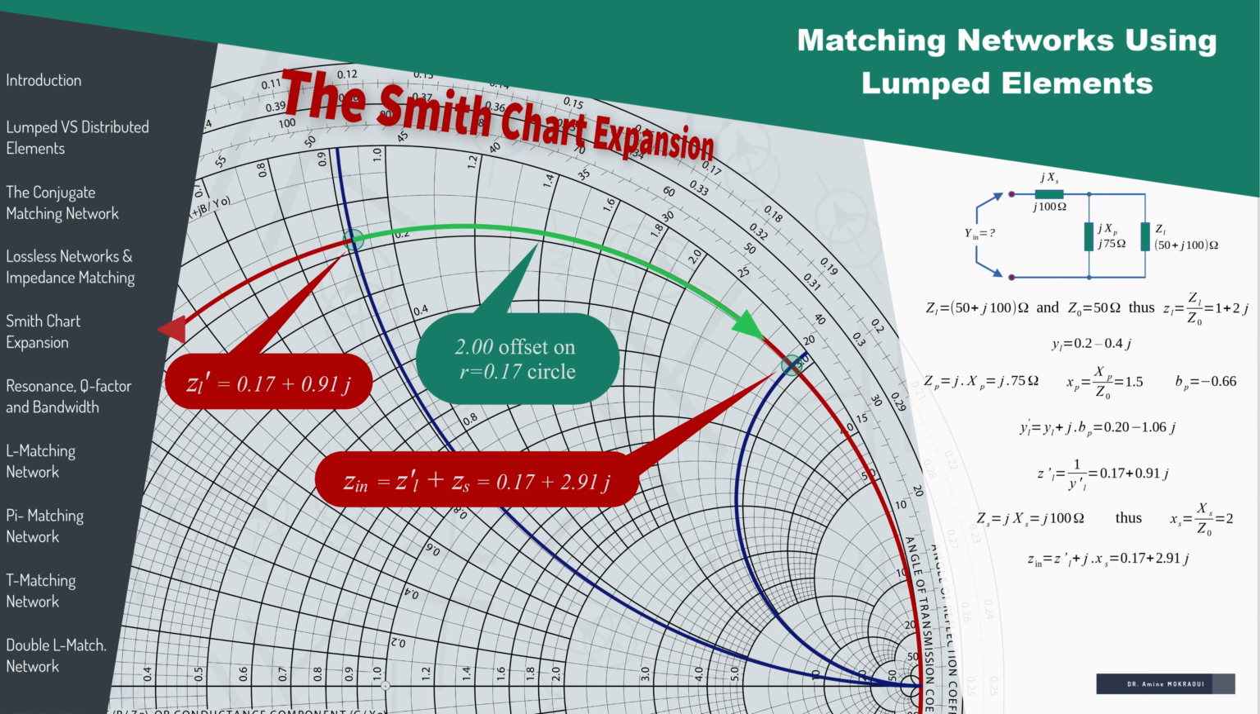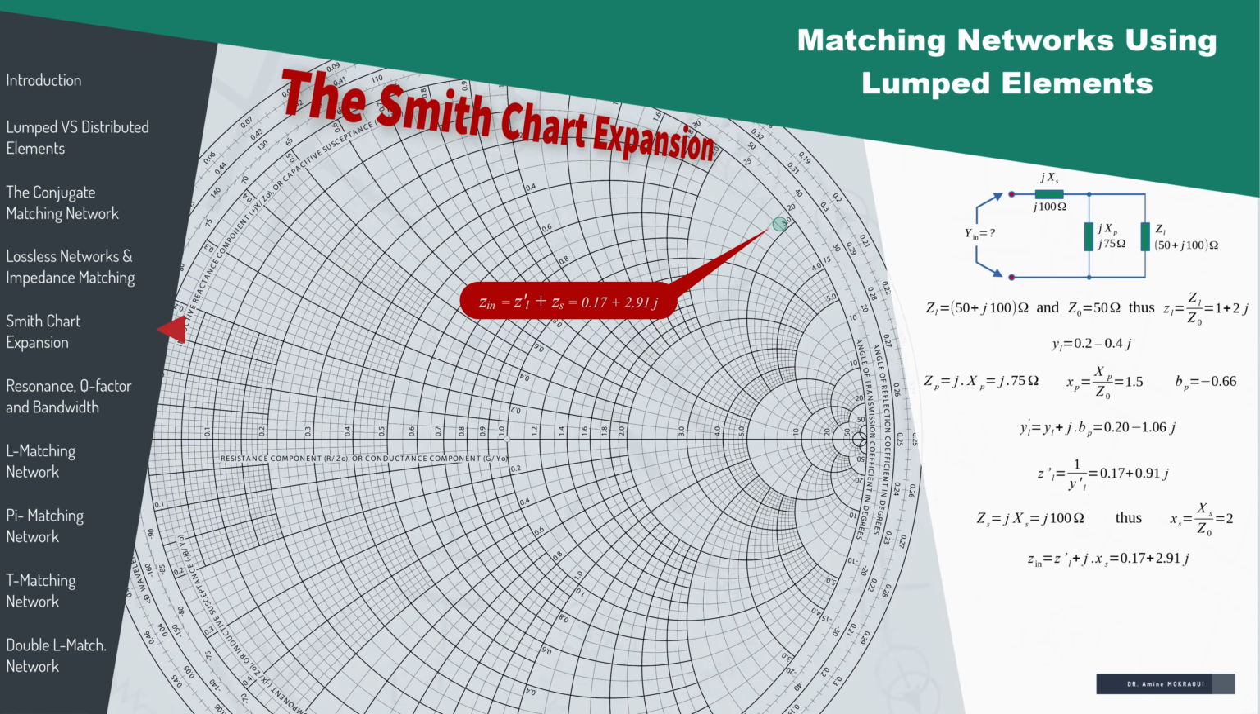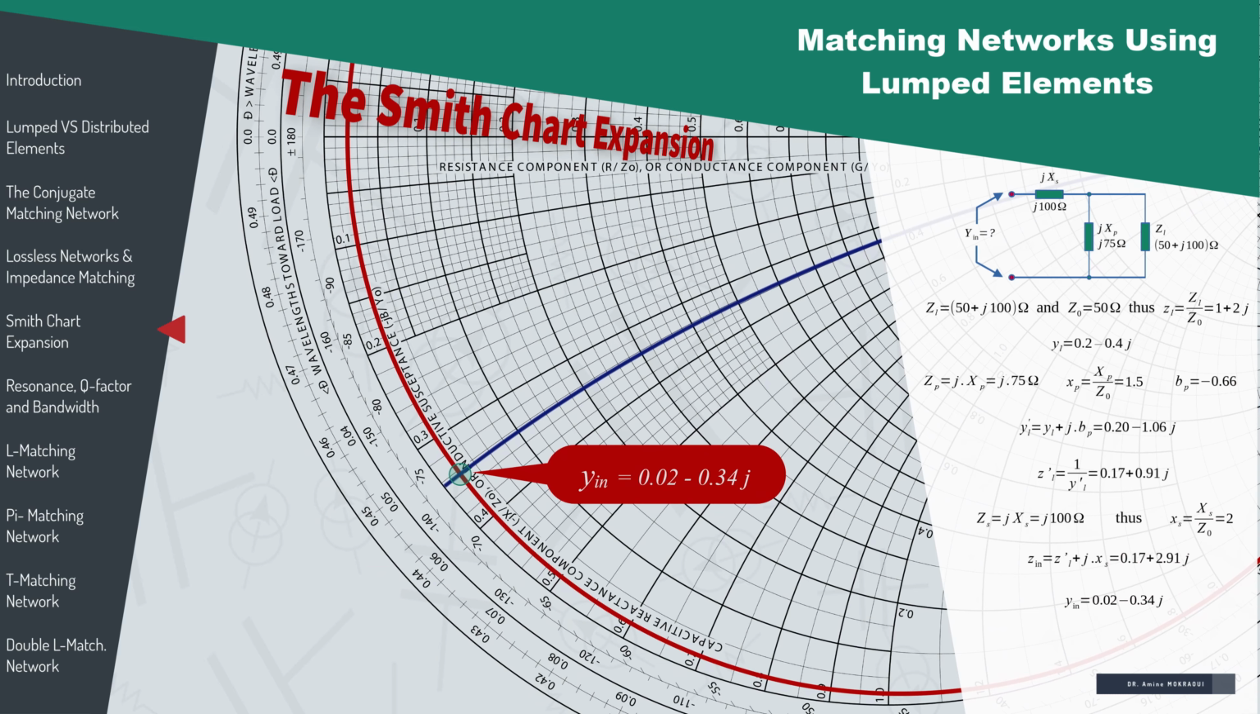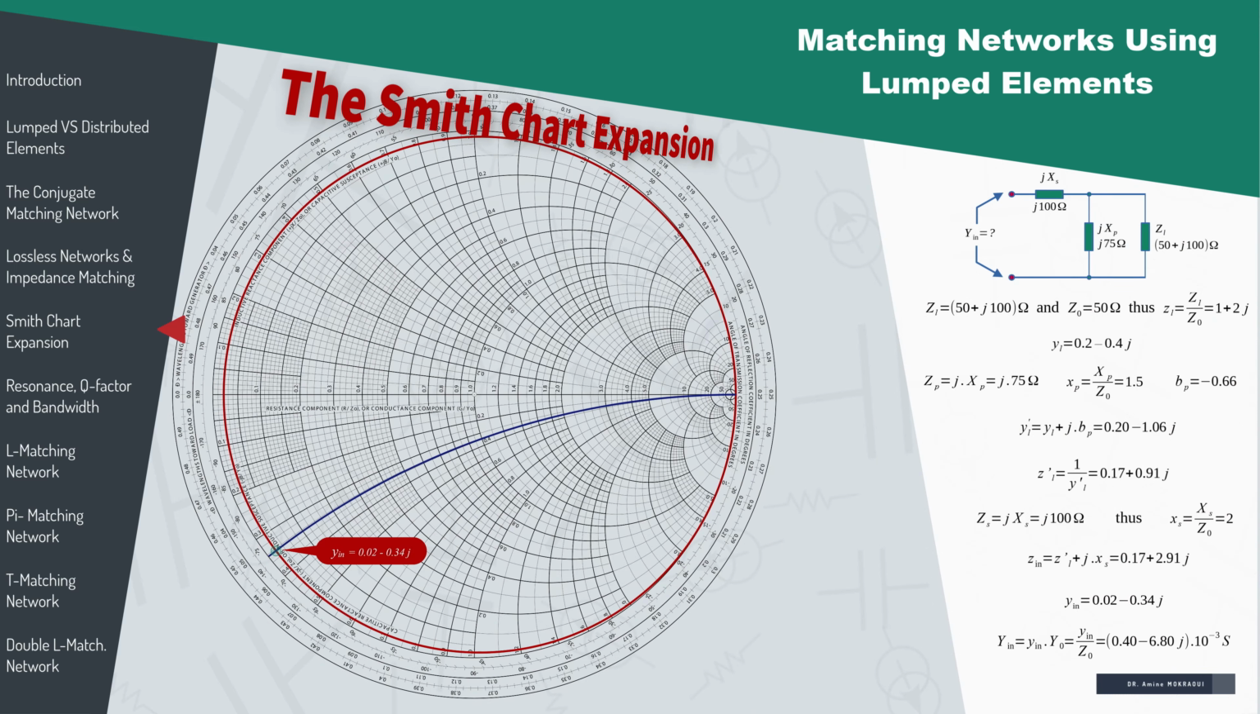Again, we get the corresponding admittance by locating the point which is diametrically opposite to the origin. We read y'(in) equals 0.02 minus 0.34j. Denormalizing y'(in) yields the uppercase Y'(in). The uppercase Y'(in) equals 0.40 minus 6.80j millisiemens. As shown by this simple example, switching between impedance and admittance representations is quite challenging.